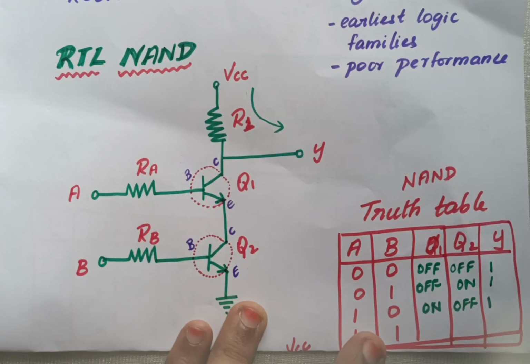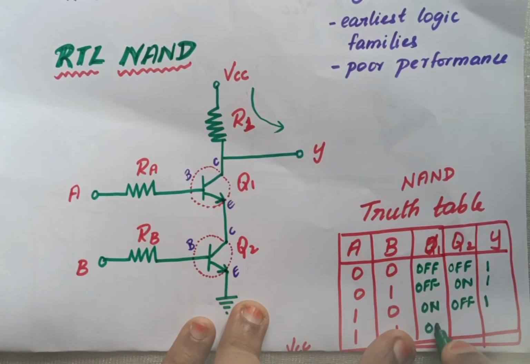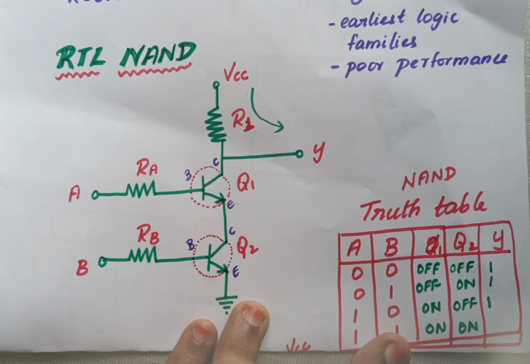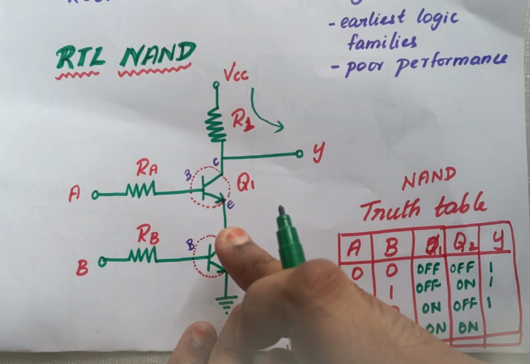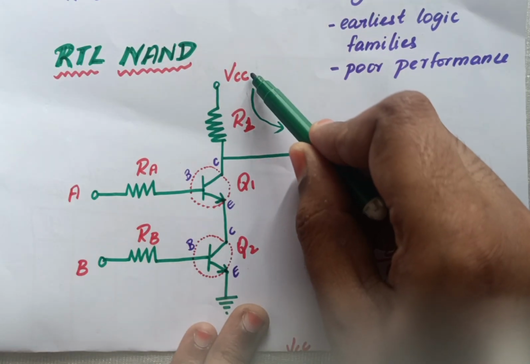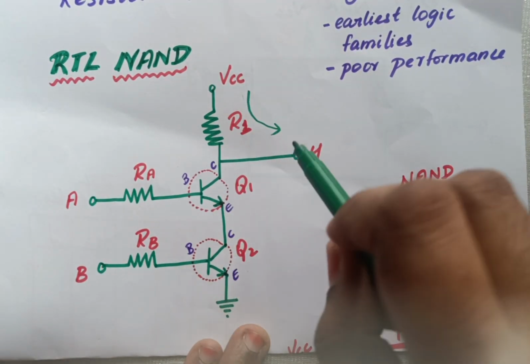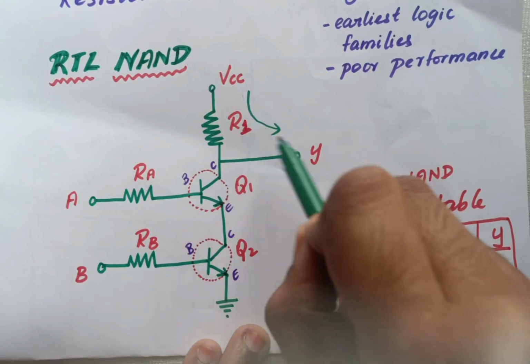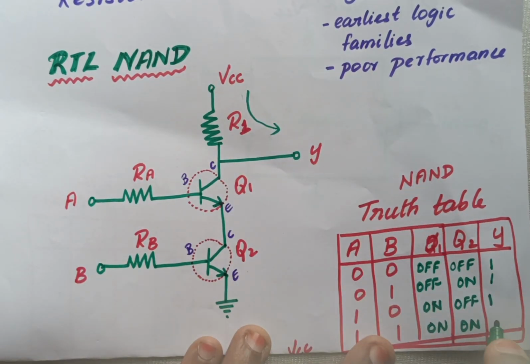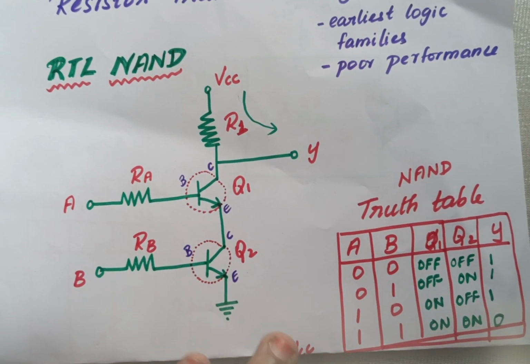Now when both A and B are 1 and 1, my Q1 will be on and my Q2 will be on. If both are on, what will happen? Both will be short circuited, so it is connected. It allows the voltage to flow down and quickly move into the ground. The ground pulls the voltage here quickly. So what will happen to the value of Y? I won't have any voltage going to Y, so it will become low. It will be 0. So that is how an RTL NAND works.